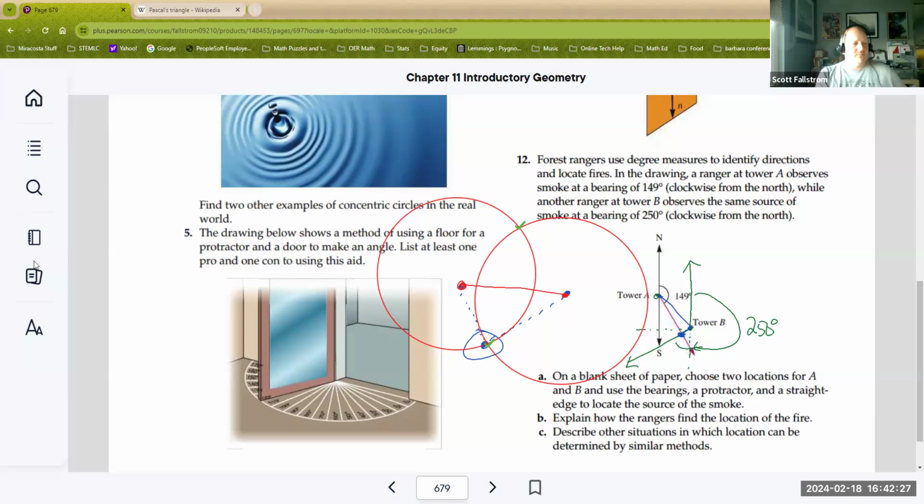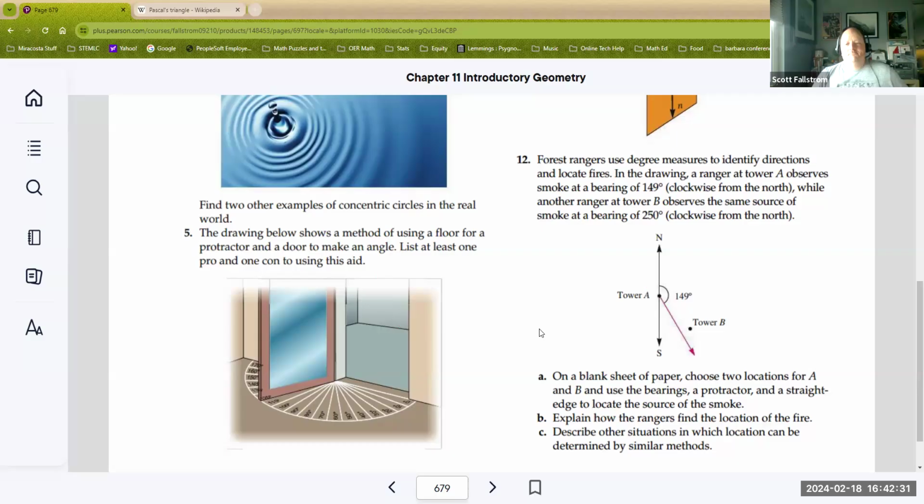So, cool. There you go. There's that. Okay, I think that's kind of a cool one. Let's see here. What else do we have? Tower B get a different degree than Tower A. Yeah, so I think the big piece is you do have to make your drawing look similar to this.